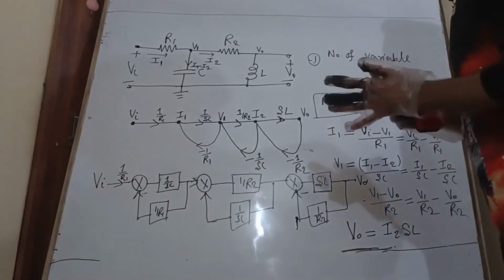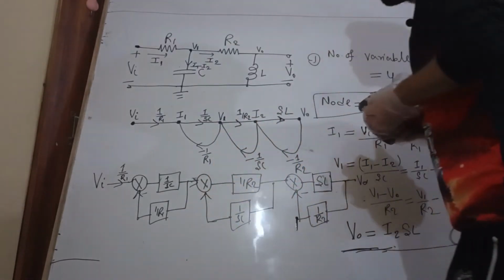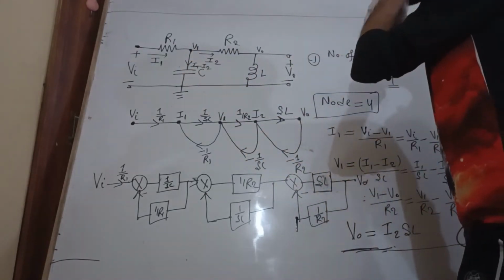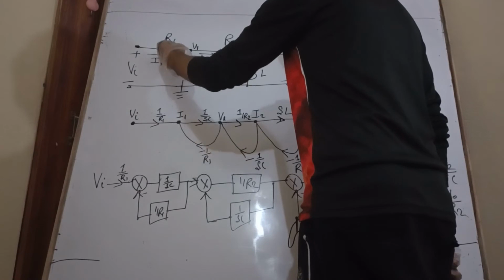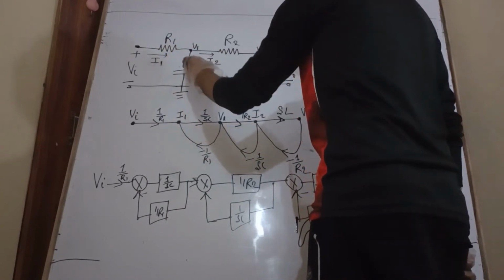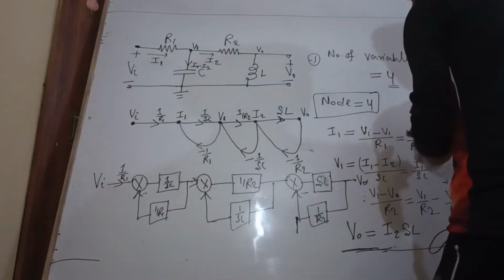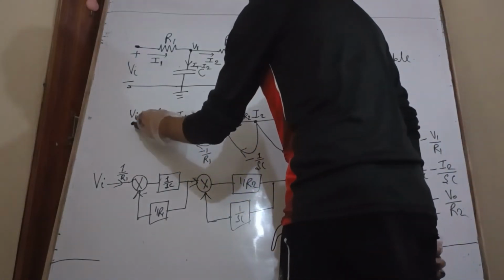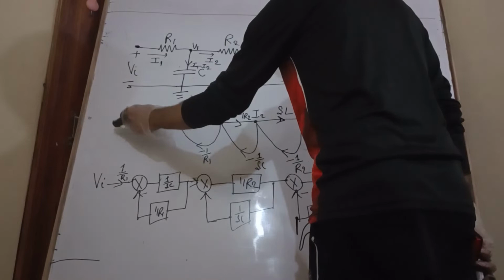Okay, so now in this way we have to represent an electrical network. What is the procedure? First count how many elements there are: 1, 2, 3, 4. Then take that many nodes. How many? 4. So 1, 2, 3, 4. And for the input, you have to take a separate node.